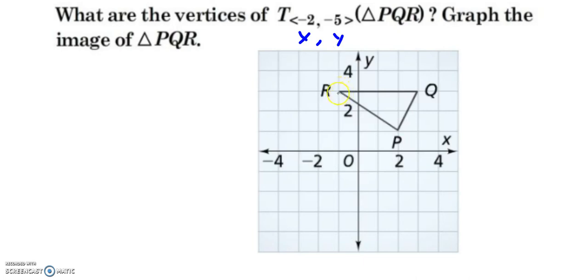So let's start with point R. I'm going to move point R -2 in the X and -5 in the Y.